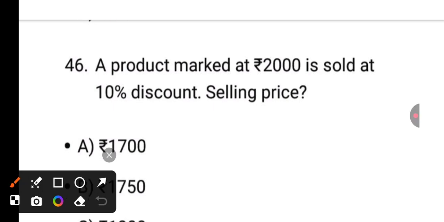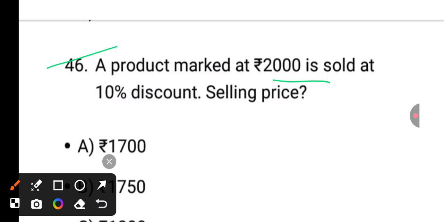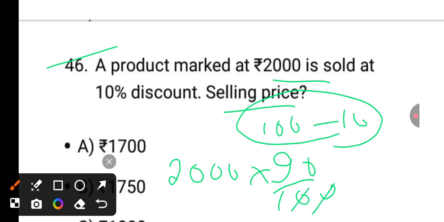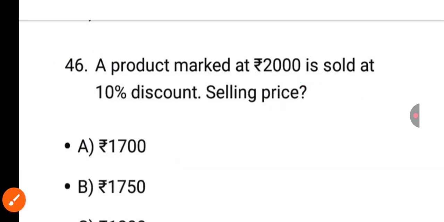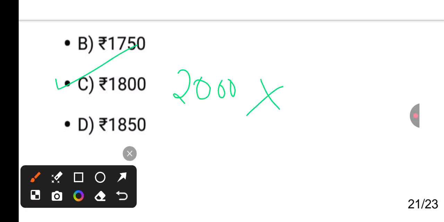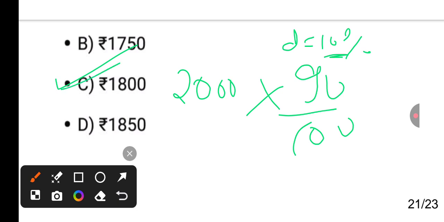Next, a product marked at 2000 is sold at a 10% discount. What is the selling price? Selling price is 100 minus this discount. This equals the selling price. It means 2000 into 90%, which is 1800. See once again, 2000, the discount is 10%. We want the selling price. Selling price is 100 minus 10, it is 90 divided by 100. It is the same, 1800.